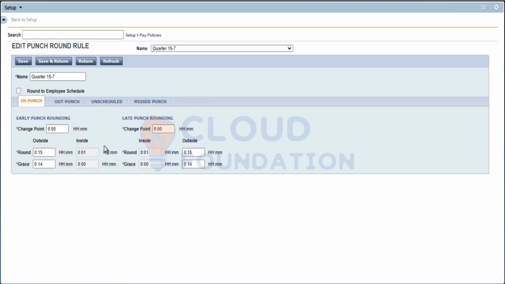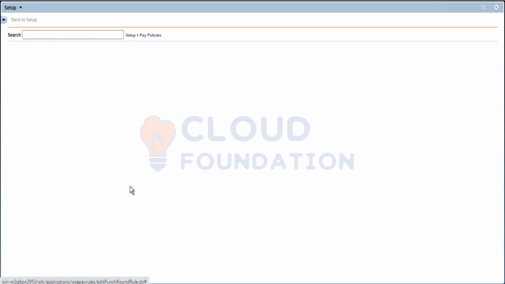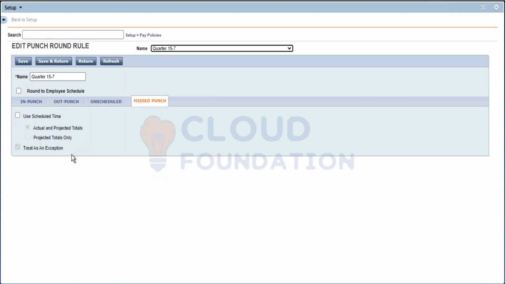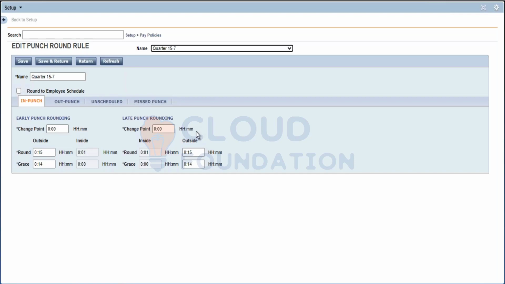This is for the in punch, if I'm early and late, that is if I start before schedule and after schedule. I set the same thing for my out punch as well, like this: 14, 15, 14, 15. I didn't touch my unscheduled. I've just left it at the defaults. By default the round is always 1 minute, so you cannot change it. And I didn't touch my missed punch as well. So this is the basic setup that we will most generally do. So that is it about the rounding rules.